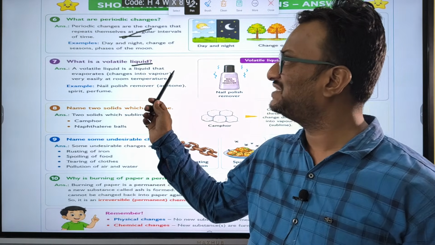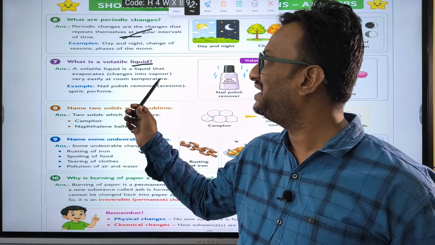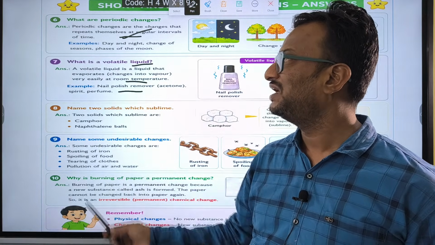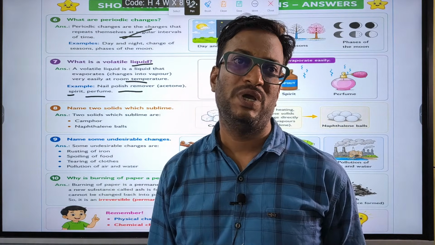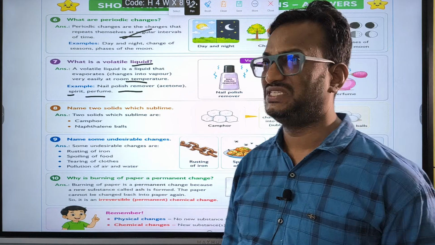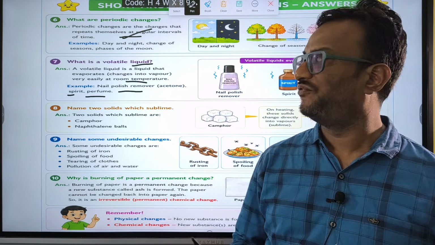What is a volatile liquid? A volatile liquid is a liquid that evaporates, that changes into vapor state very easily at room temperature. Examples: nail polish remover, spirit, perfume, even petrol. These are all volatile liquids. When kept open, they directly convert into vapor.